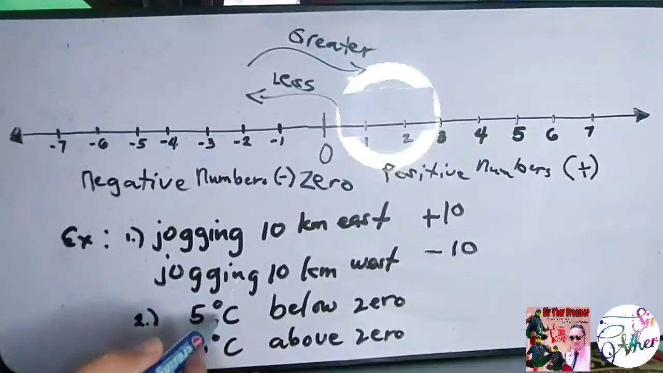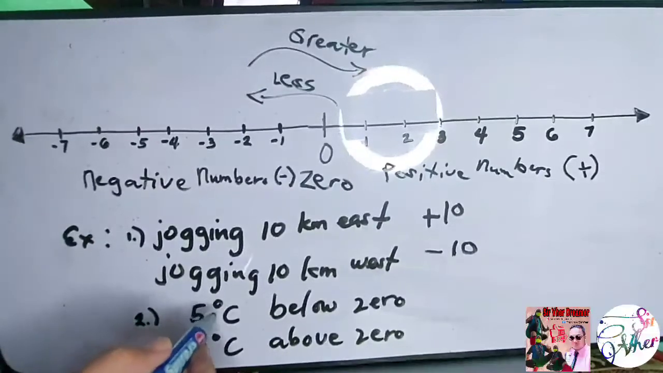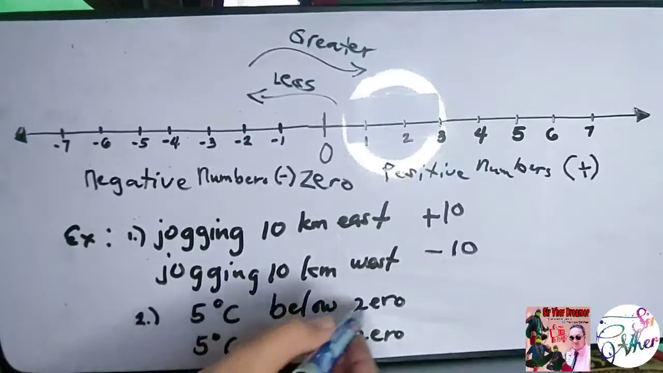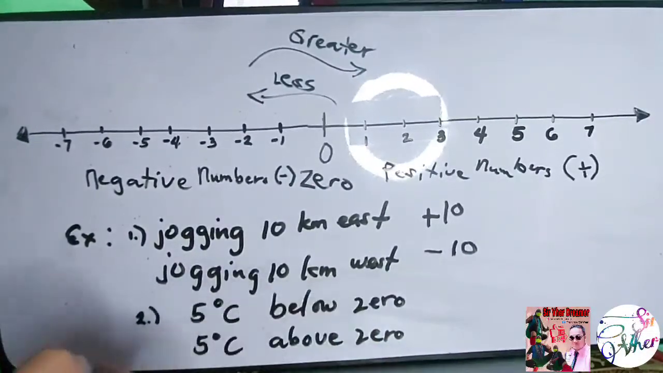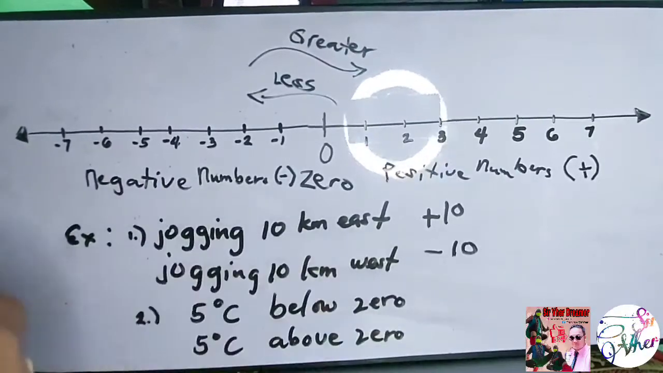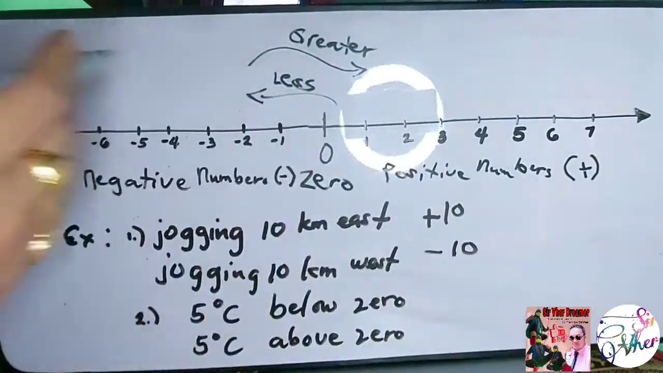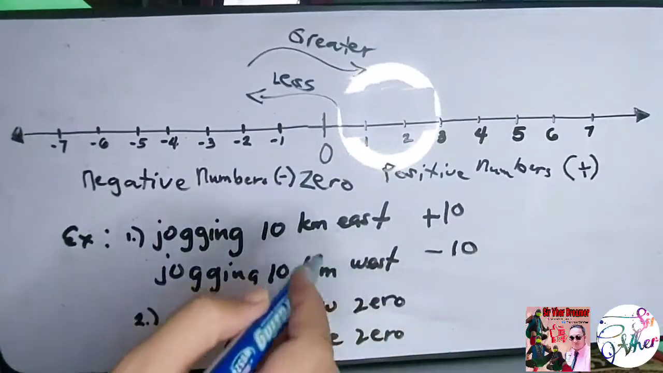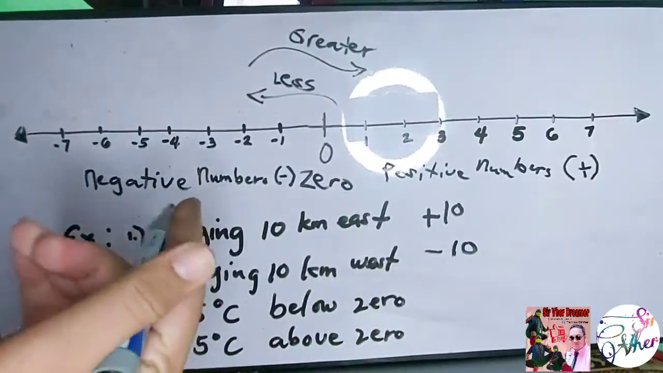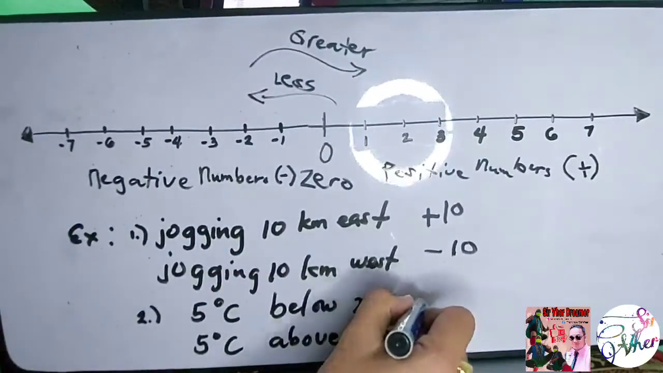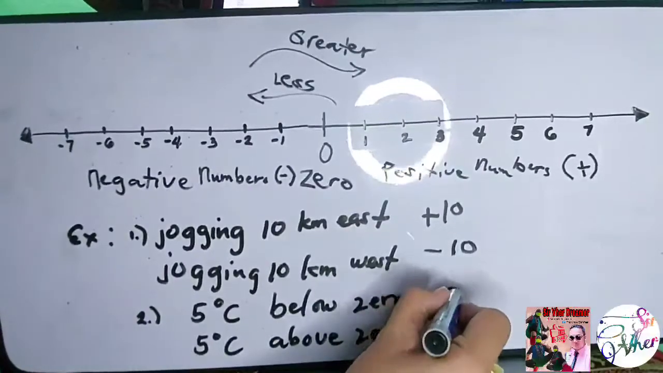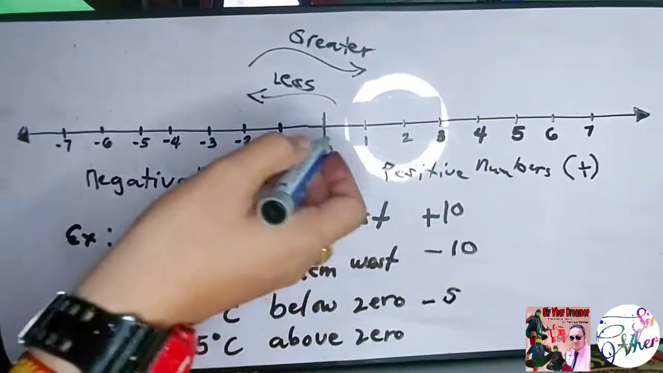5 degrees Celsius below 0. When we say below, sa baba ng 0. So, going to the left. So the representation of the statement is negative 5, because it's below 0.